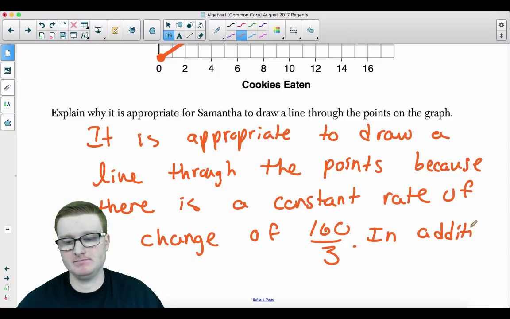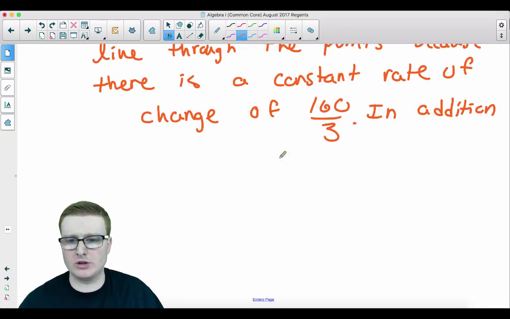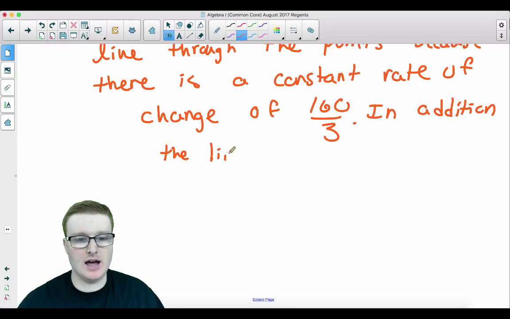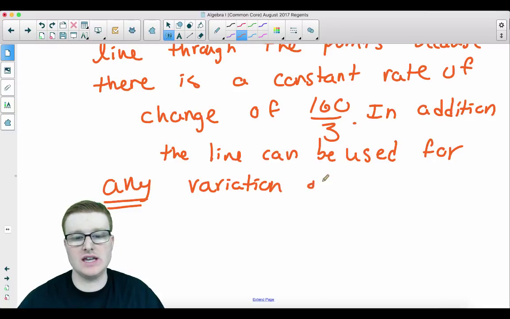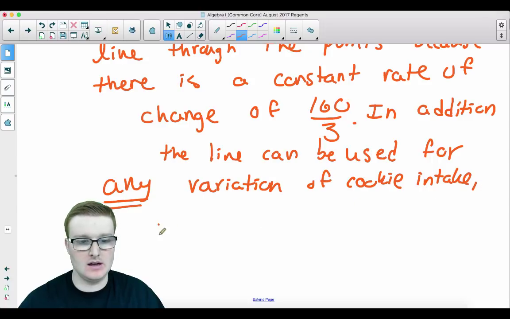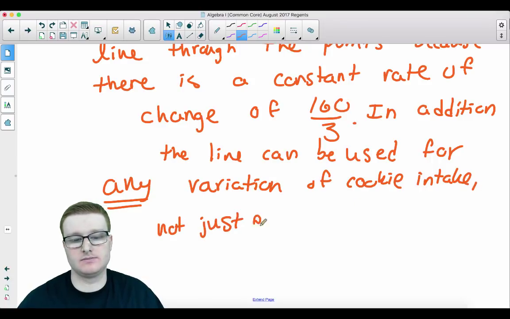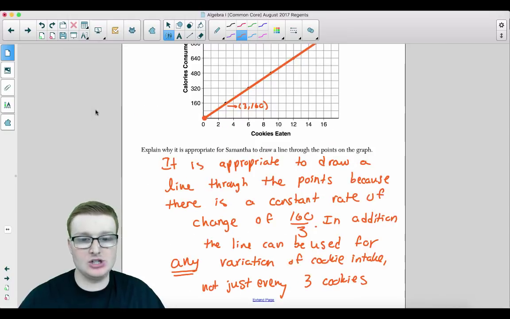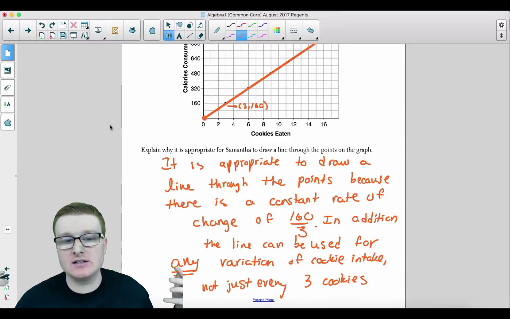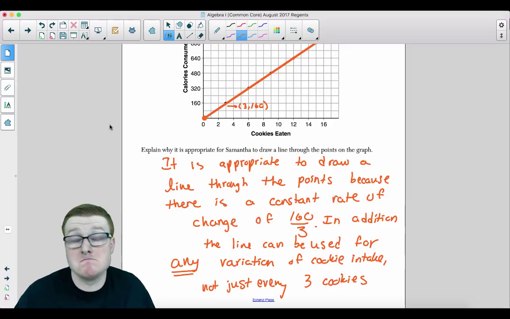So, you could say this. In addition, and this is where the variation comes in with the cookies, the line can be used for any variation of cookie intake, not just every 3 cookies. Okay? That is your answer. Pretty simple question. Not too bad. Just understand that you could have any variation, and it's a constant rate of change, so you could draw a line. Pretty simple.